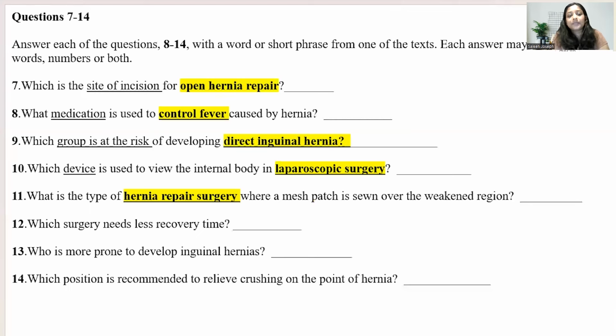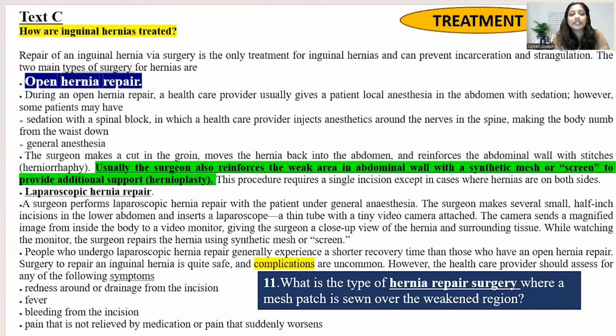Then next one. What is the type of hernia repair surgery where a mesh patch is placed over the weak region? Which text is it? Surgery, they have mentioned. So in treatment, usually the surgeon also reinforces the weak area in the abdominal wall with a synthetic mesh or screen to provide additional support. So which one is that? Hernioplasty.